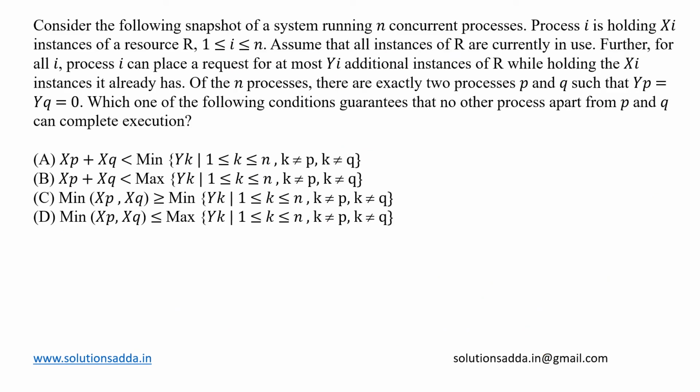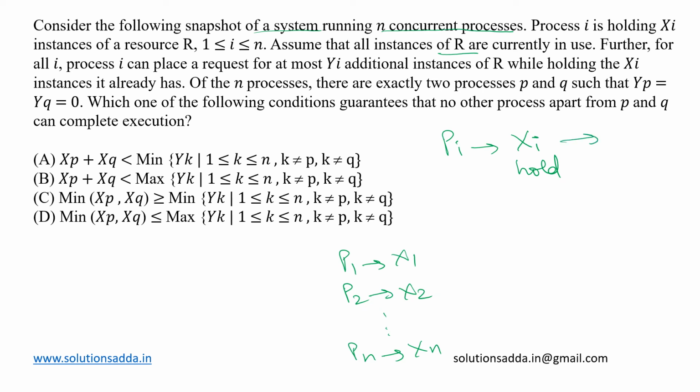This is an operating systems question. We have been given the snapshot of a system in which there are n concurrent processes such that a process Pi has held xi resources for all i from 1 to n, which means P1 will hold x1 resources, P2 will hold x2 instances, and so on up to Pn holding xn instances of the same resource R. But they have given that there are no additional instances of R left, but each process Pi can additionally request yi instances for its execution.